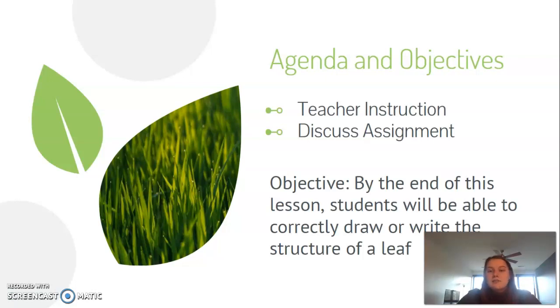So the objective today is by the end of this video, you will be able to correctly draw or write the structure of a leaf. And I say draw or write because we have a diagram that we're going to be looking through, and that's going to help you guys remember the functions of all these structures. And then you're also going to have to look at all the vocabulary and all those names. So this lesson is going to be super vocabulary heavy, but I know you guys can do it. And I've got a couple of analogies to make it a little bit fun.